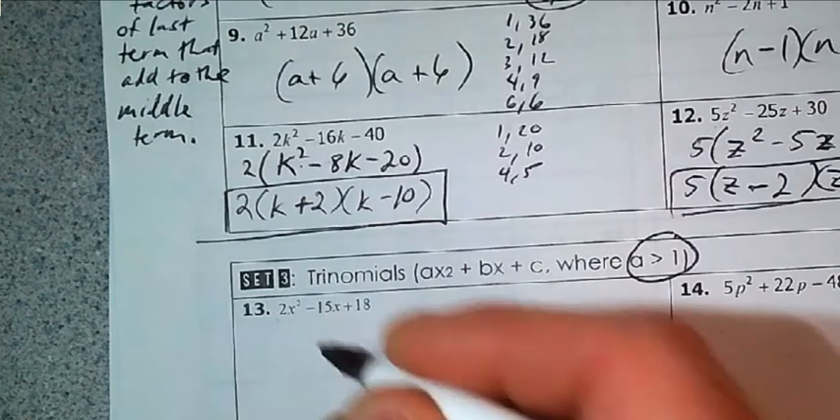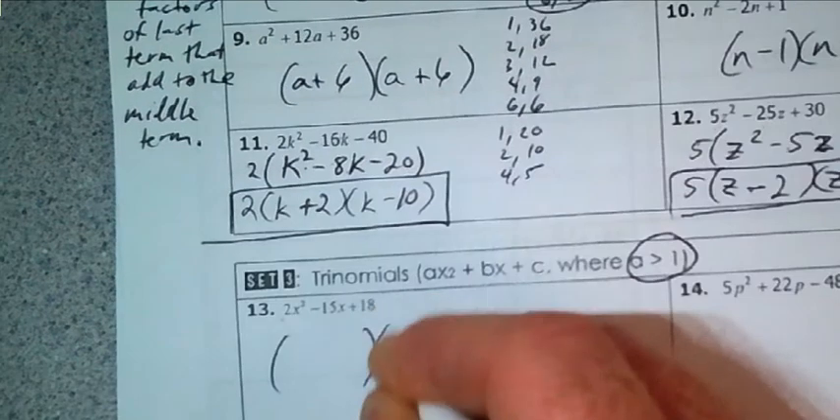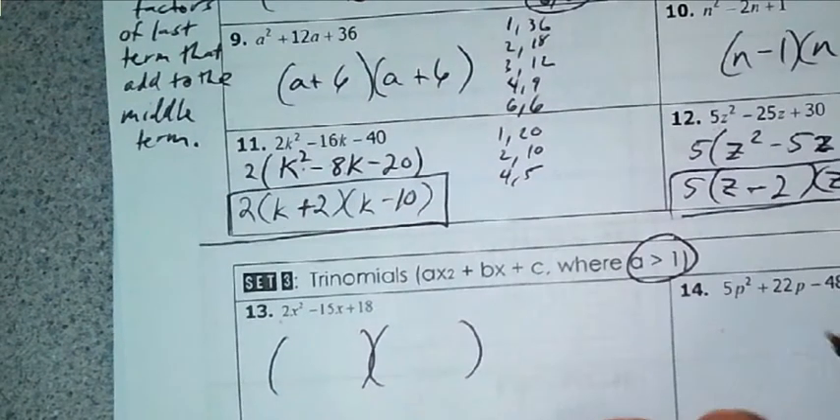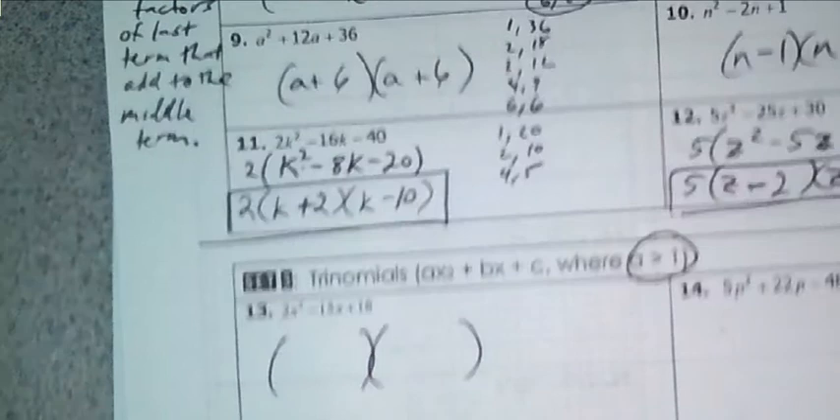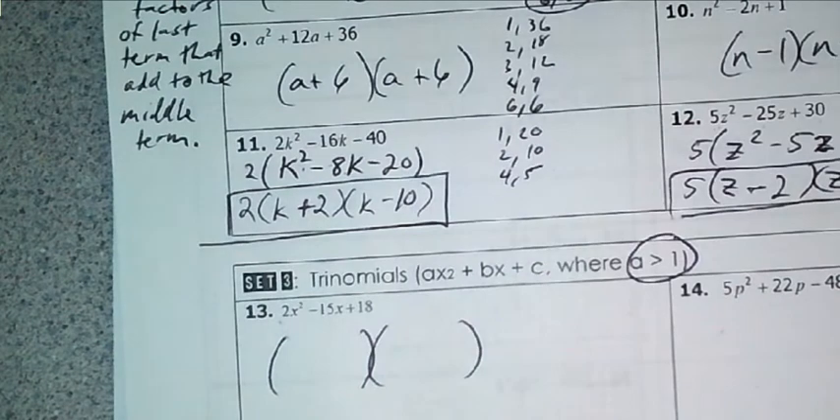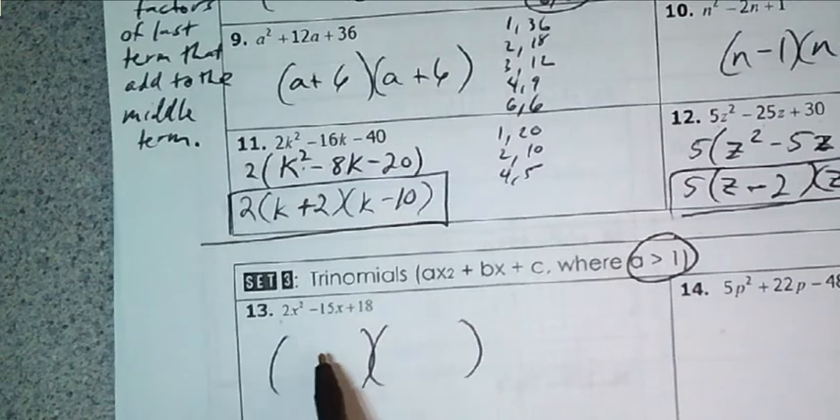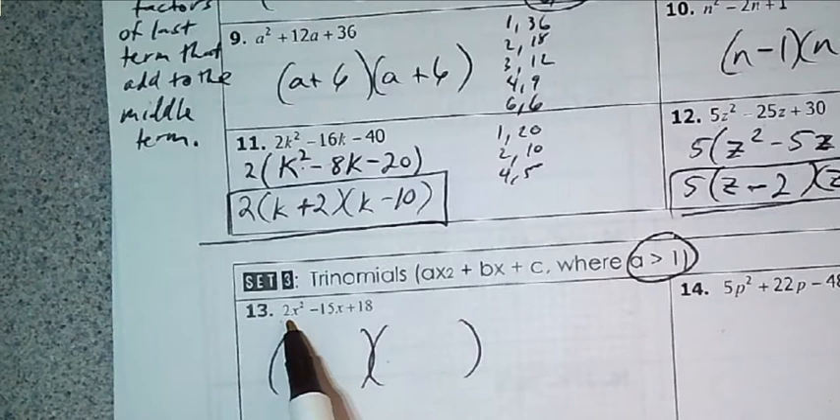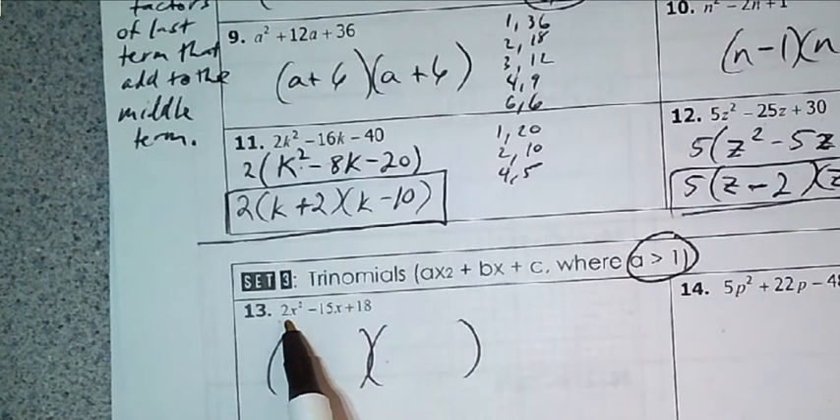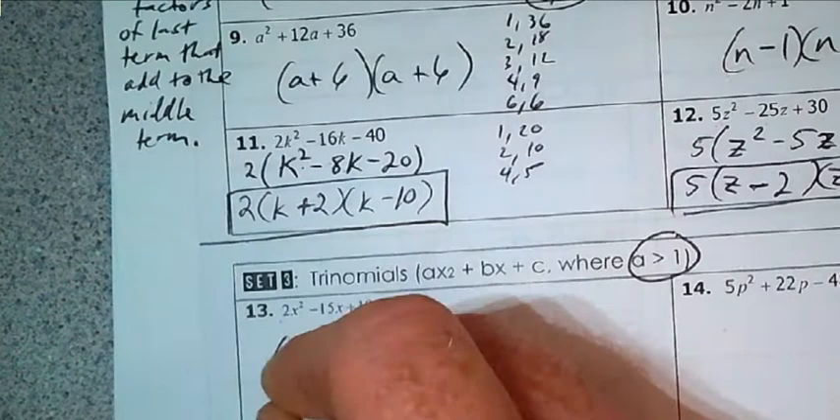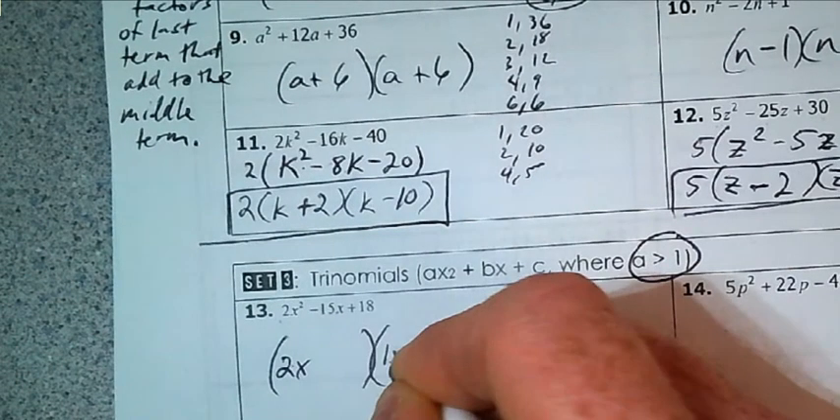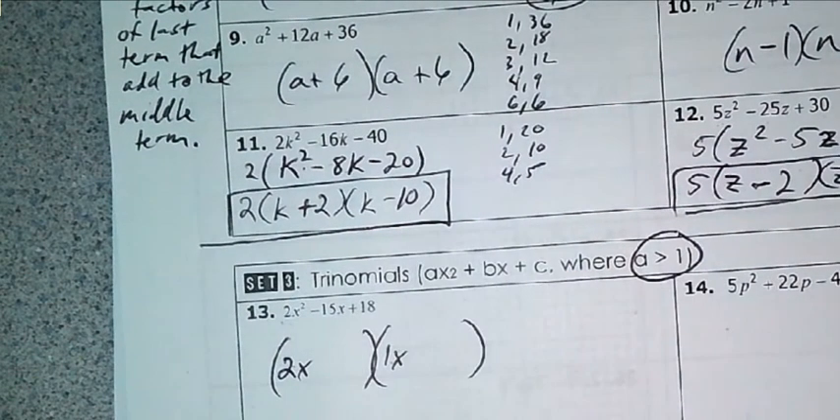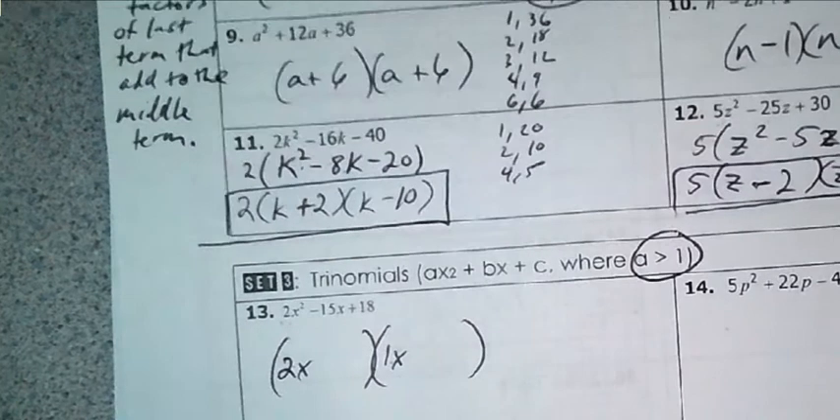So what we're going to do, we know there's no GCF, so we're immediately going to break it into 2 sets of parentheses, just like before, just like we did up here when A was equal to 1. The difference is this. Instead of having just X and X, we've got to factor this 2 also. But 2 only has 2 factors. What are they? 1 and 2. So we're going to do 2x and 1x. Now, I technically don't need to put the 1 there, but I'm putting it there for emphasis right now.